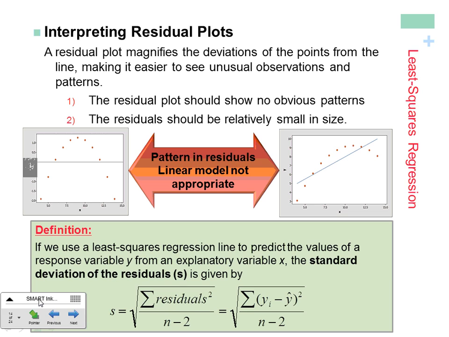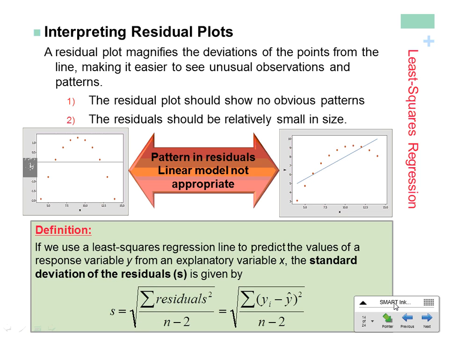Here's one last little thing. If we use the least squares regression line to predict the values of response variable y for the explanatory variable x, the standard deviation of the residuals is given. So we can see what the average of all these little residuals is, and estimate exactly what the average residual would be. That's basically what the standard deviation is. There's the formula. You would be pretty crazy to do it by hand, but there it is.